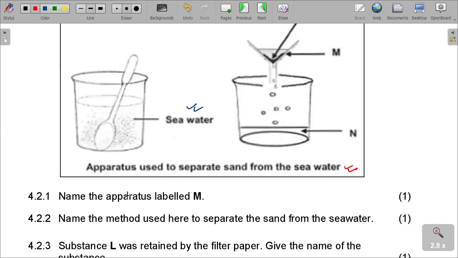So the first question is saying, name apparatus labeled M. M is a funnel. And then name the method used here to separate the sand from the seawater. It's filtration. I'm sure you know that when water is put in soil, it infiltrates. So filtration is the one that is used here.